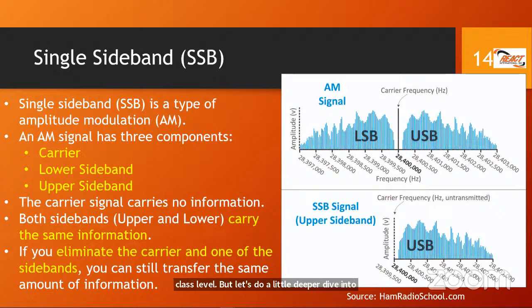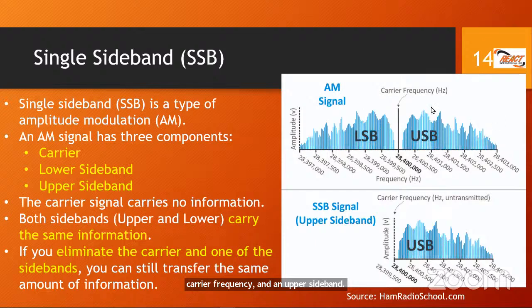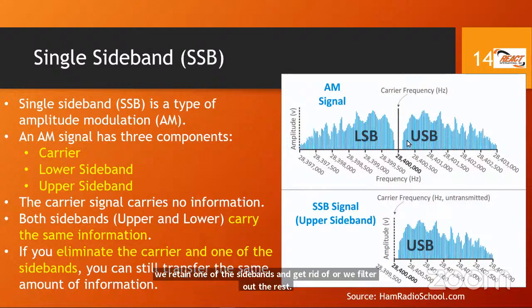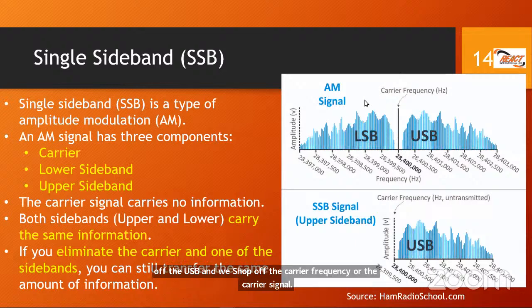Now, SSB or single sideband is a form of amplitude modulation. What we do is we have the amplitude modulated signal, which consists of a lower sideband, a carrier frequency, and an upper sideband. So for every AM signal, you have that lower part, upper part, and the center. All we do for single sideband is we retain one of the sidebands and filter out the rest. So if we want to do lower sideband, we chop off the USB and we chop off the carrier signal. So we are left with the lower sideband.